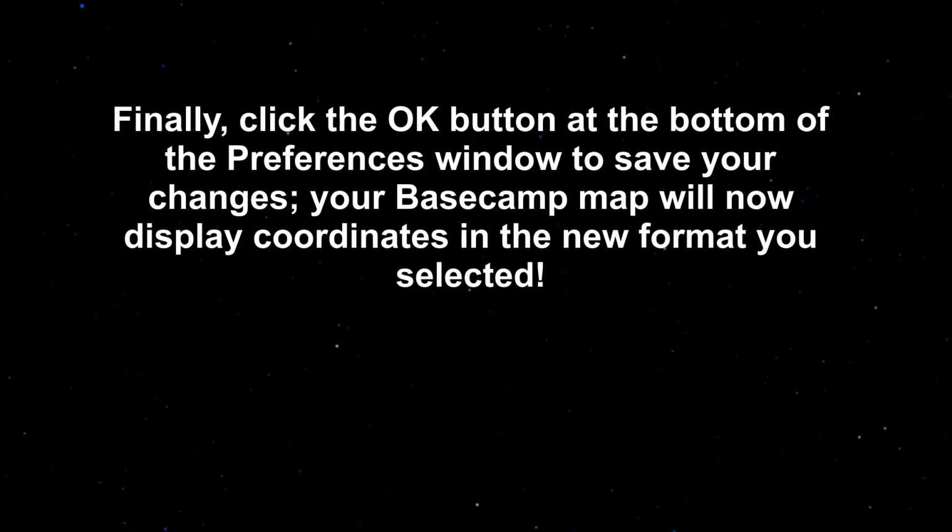Finally, click the OK button at the bottom of the Preferences window to save your changes. Your Basecamp map will now display coordinates in the new format you selected.